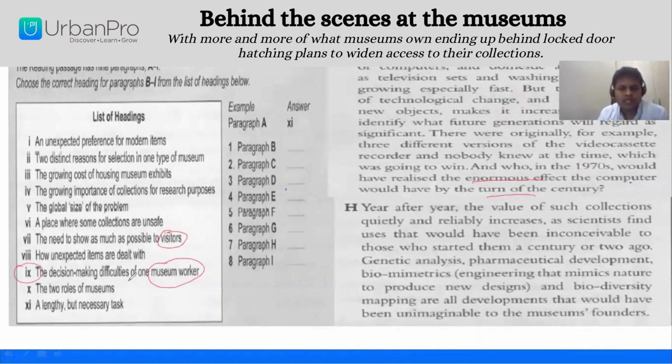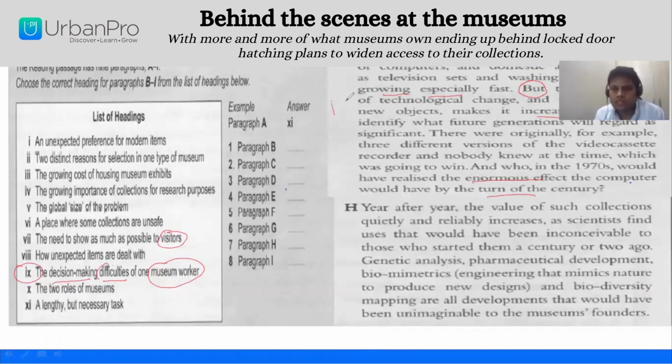Decision making difficulties. Now search for the synonym for decision making difficulties in the paragraph. If you read the paragraph here, he refers to the curator, spends for the development, and we have a good connector here, a signal. That means the writer is trying to show the contrast between the two sentences. Growing especially fast, the next sentence is going to contrast, like increasingly hard to identify. Here we have a good point. Hard, synonym: difficult. So decision making difficulties of one museum worker.